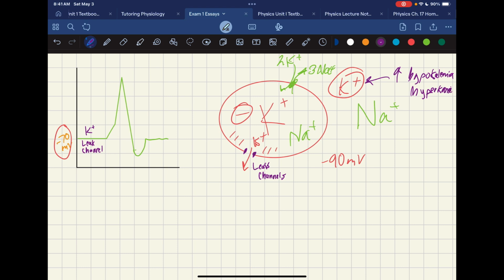Hypo is going to cause less potassium outside the cell, which is going to cause more potassium to move out of the cell, causing there to be more of a negative charge within the cell, causing our RMP to decrease. And it's the opposite for hyperkalemia. More potassium wanting to come into the cell, causing this leak channel to increase in charge.